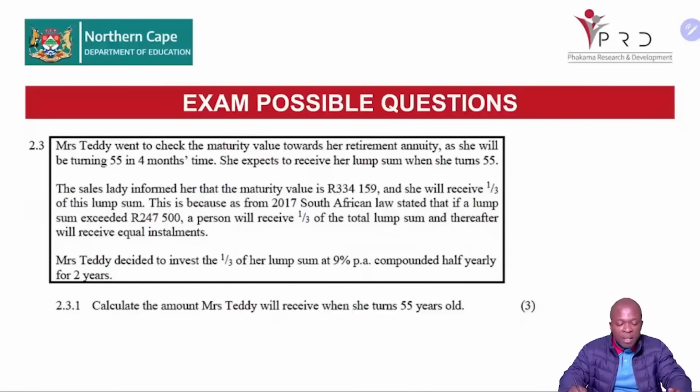Now, they have given us a question here. It says Mrs. Teddy went to check the maturity value towards a retirement annuity. Retirement annuity is a retirement fund that you, the employee, you organize for yourself.